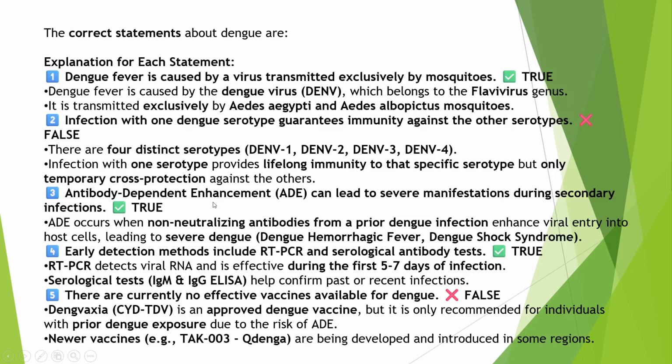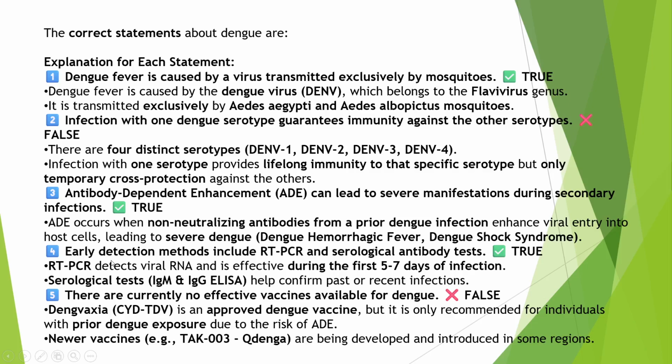Then antibody dependent enhancement, that is ADE, can lead to severe manifestations during secondary infections. That is true. We read about it. The DSS and the DHF are caused because of ADE. So ADE occurs when non-neutralizing antibodies from prior dengue infection enhance viral entry into host cells. This leads to severe dengue, that is dengue hemorrhagic fever, dengue shock syndrome, etc. Then they have their own symptoms and complications.